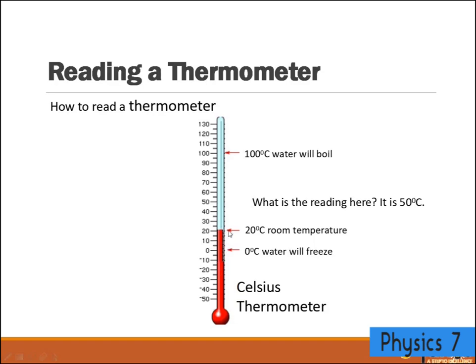So here you can see that this would represent 50 degrees Celsius. This area here would represent 20 degrees Celsius, and this would represent 0 degrees Celsius. So that's how you would read a thermometer, just aligning your eyes along the level of the liquid in the thermometer and then looking at the corresponding value in terms of the reading in degrees Celsius.